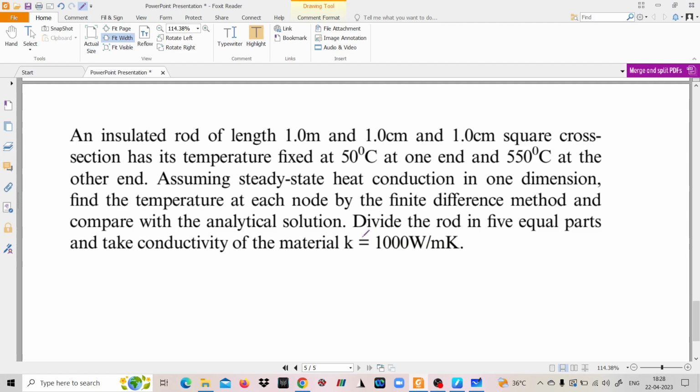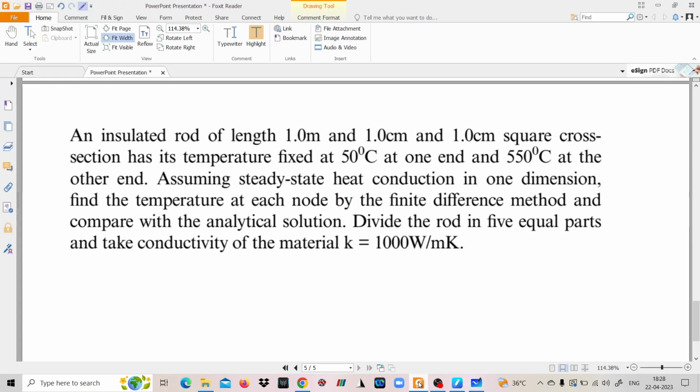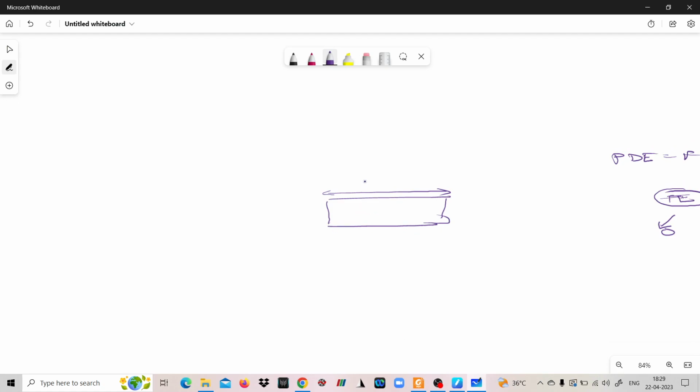So there is an insulated rod of length 1 meter, and it has a square cross section. So basically, there is a rod whose cross section is a square cross section. The length of the rod is how much? It is 1 meter, and the length of the sides is 1 centimeter. So if it is 1 centimeter, it is basically 0.01 meter.